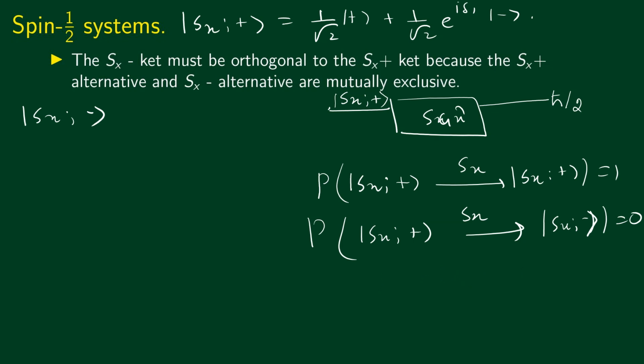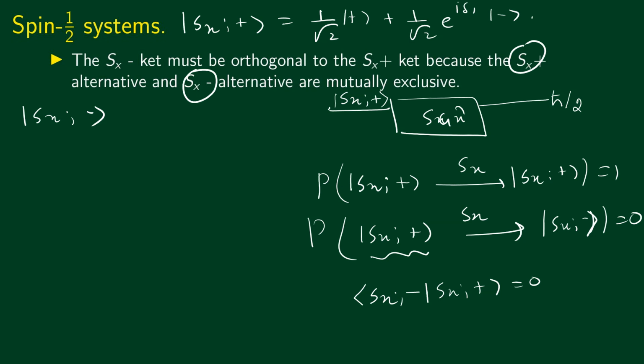What does this mean? This means that Sx plus has no component along the direction Sx minus. In other words, I can write it like this: bra Sx minus ket Sx plus has to be equal to 0, because the modulus square is 0 according to this. The probability is 0, so the modulus square of this is 0. In other words, Sx plus alternative and Sx minus alternative are mutually exclusive, and mutually exclusive alternatives correspond to orthogonal kets. We have discussed this before.